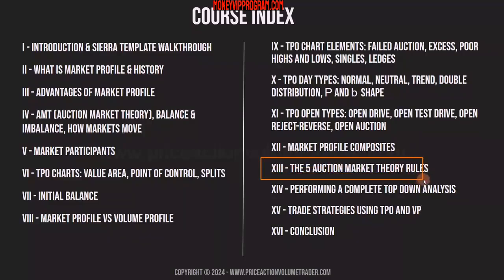Then we're going to go on to chapter 13 with the 5 auction market theory rules. So this is going to be very important. This is going to go over the 5 different ways that price is going to move and interact within the TPO charts, and then how we can form trading plans around it.